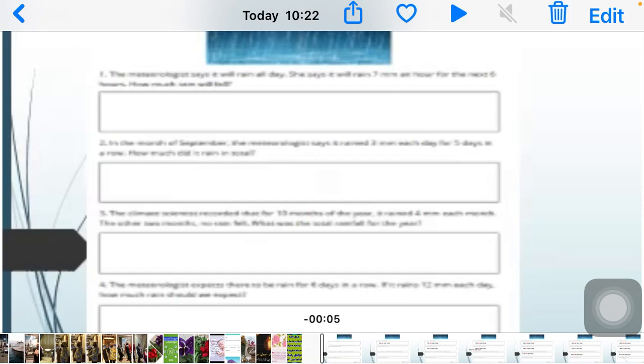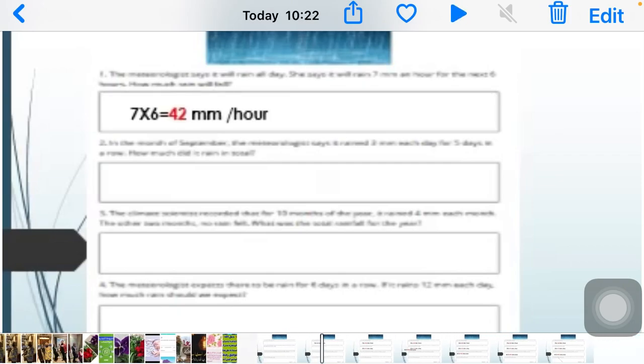To calculate it, we should use the multiplication table here to solve this story problem. If we have here number 7 for millimeter and 6 hours, what will we do? We should multiply 7 by 6 like this. Okay, 7 by 6, we got 42 millimeters per 6 hours.